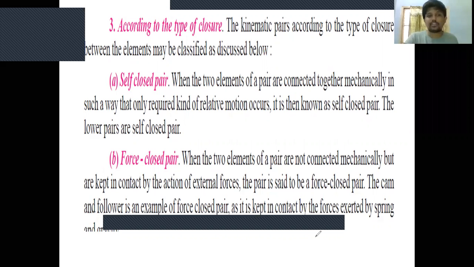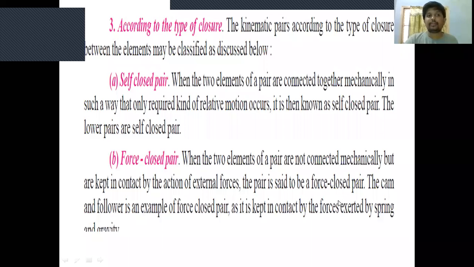Spring arrangements are the best example for force closed pairs, because you need to apply some force on the spring to become a link or to have some relative motion. These are the best examples for force closed pairs. These are the classifications of kinematic pairs.